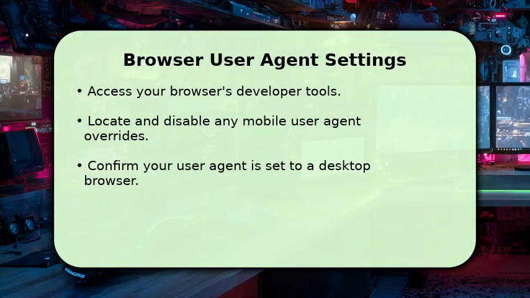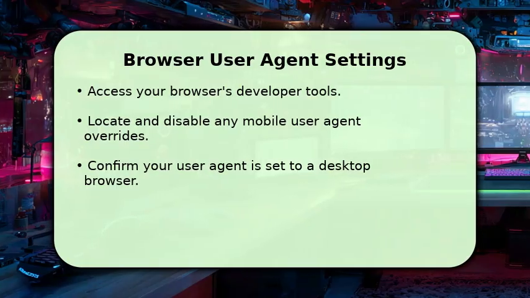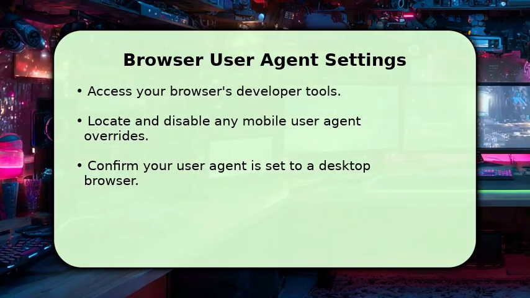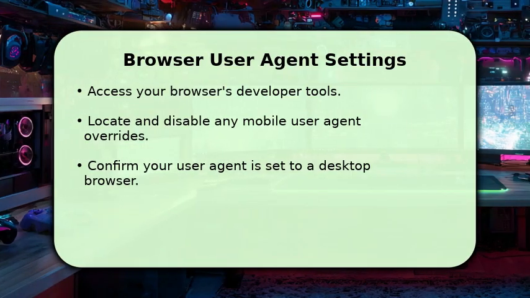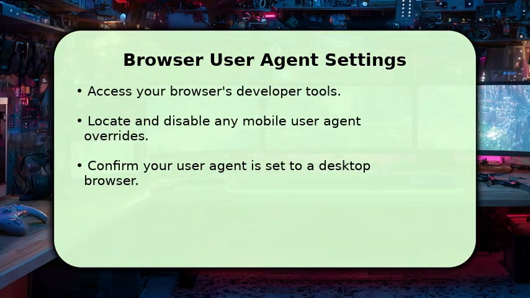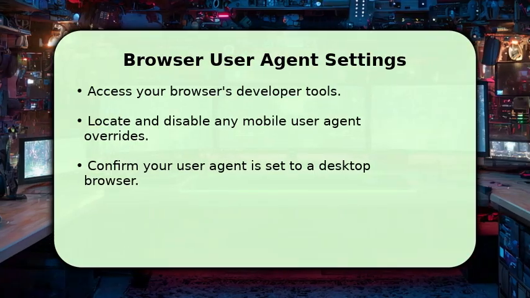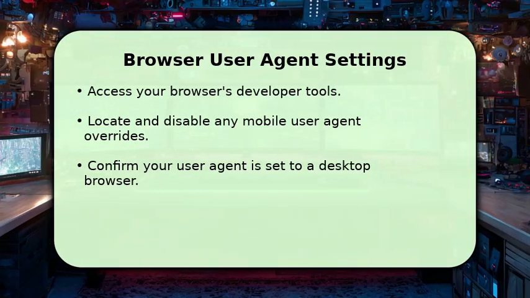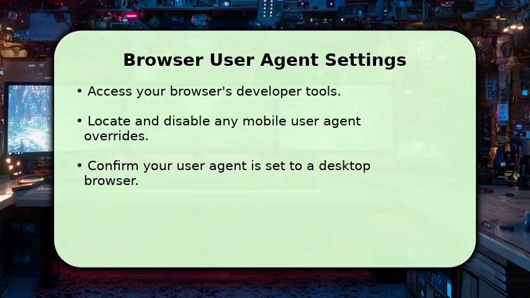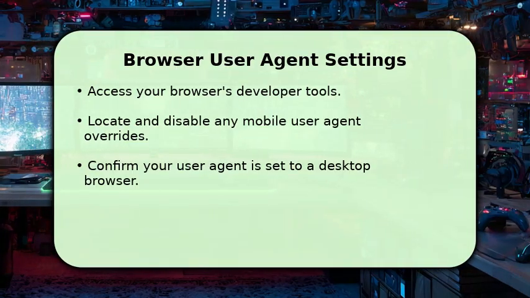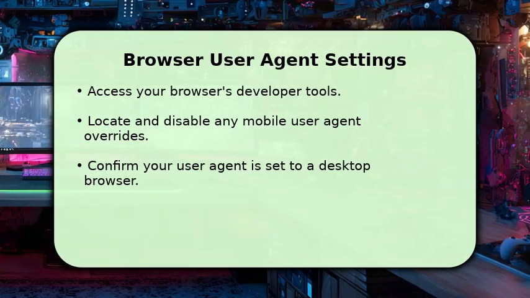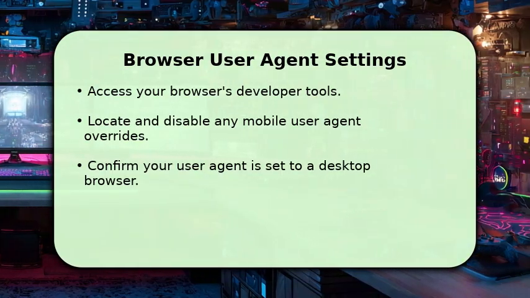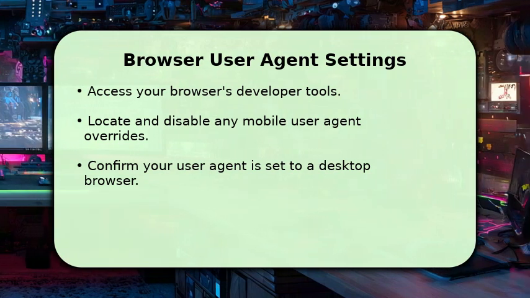Next, we'll dive into your browser's user agent settings. Open your browser's developer tools, usually by pressing F12 or right-clicking and selecting Inspect. Navigate to the Network Conditions or Emulation tab. Here, ensure the user agent is set to default or a specific desktop browser like Chrome on Windows. Disable any mobile or tablet overrides. A quick browser restart will then apply these crucial changes.